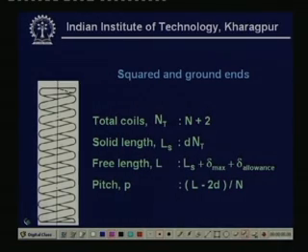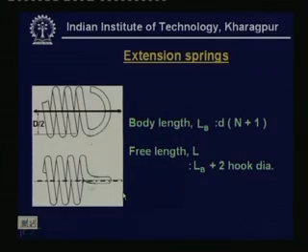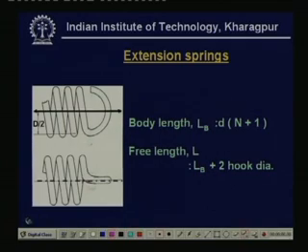Now, next we will go to learn more about the other type of spring, that is the extension springs. So, you can see a part of an extension spring with a hook, which is what we call the hook. And this view is shown over here, and this is the spring body in the extension spring.